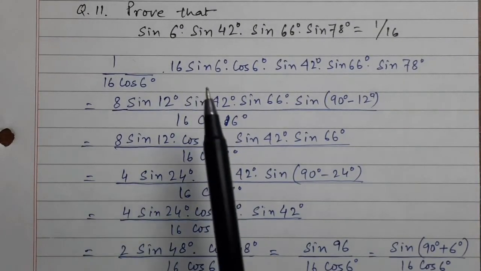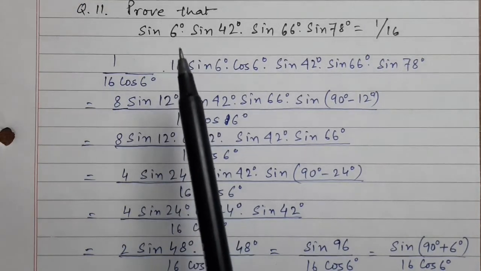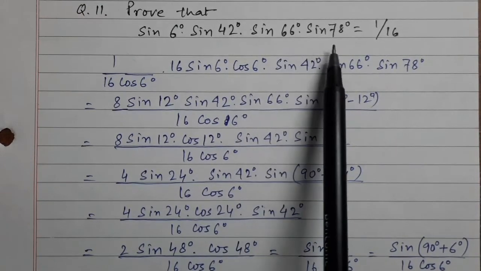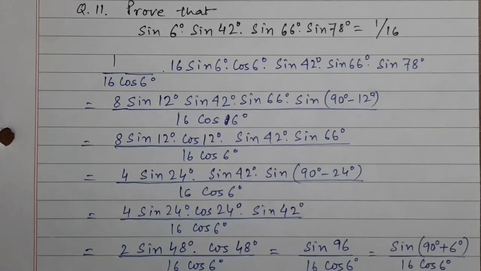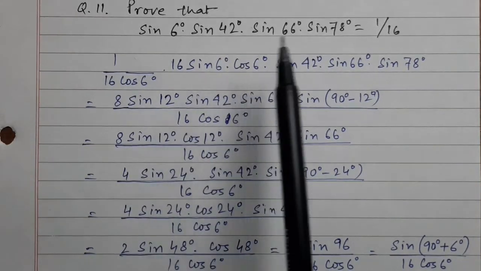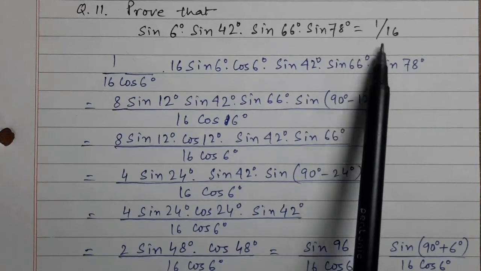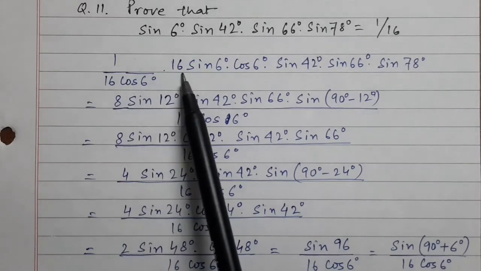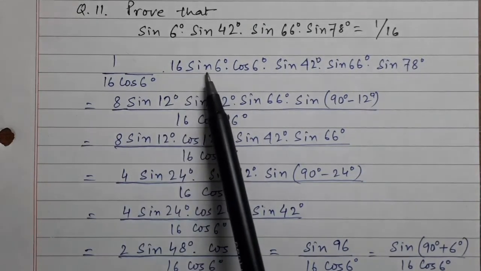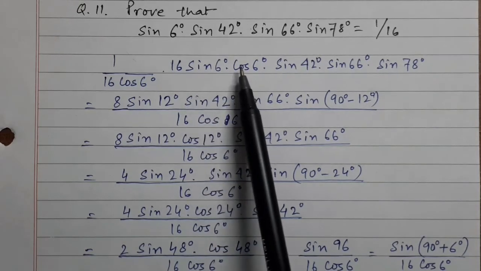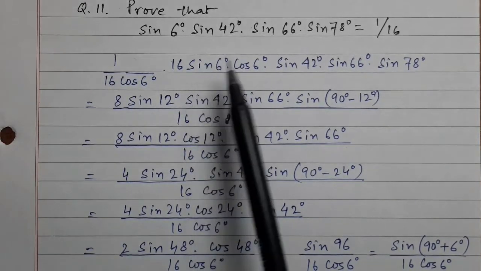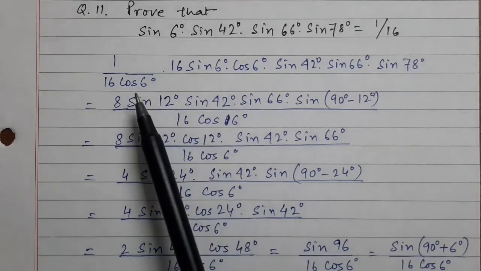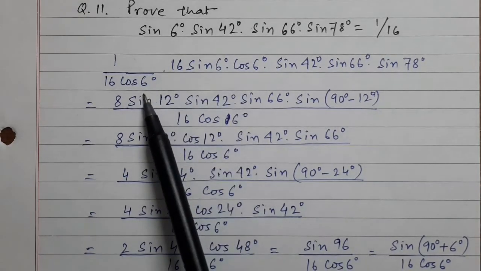Now let us see the next question. Prove that sin 6 degree into sin 42 degree into sin 66 degree into sin 78 degree equals 1 by 16. Now we need to prove that it is 1 by 16. So let me bring 1 by 16, so we need to multiply 16. Now we can also make sin 6 into cos 6 into 2. We can use the formula and make this sin 12 degree. So that is why I multiply and divide cos 6 degree here.